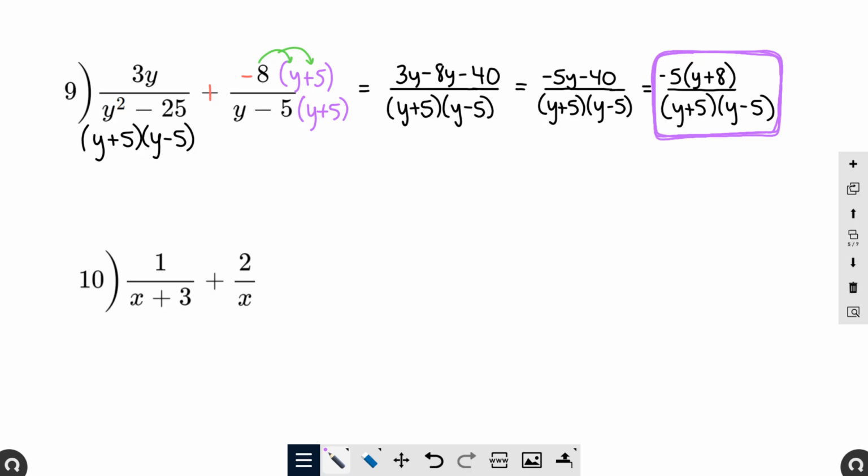So don't forget that last step. Once you've combined, try to factor that numerator just to check to see if anything can cancel out. Good thing we don't have to state restrictions, right, guys?